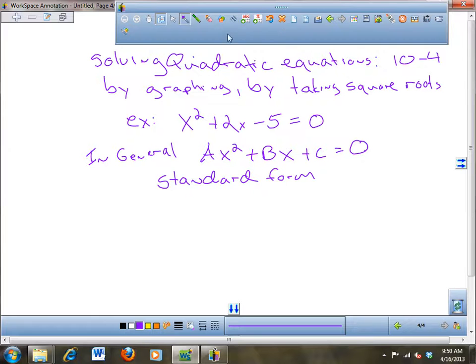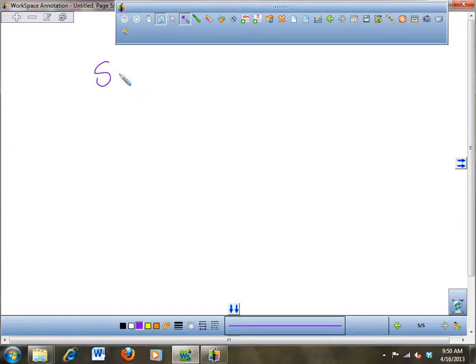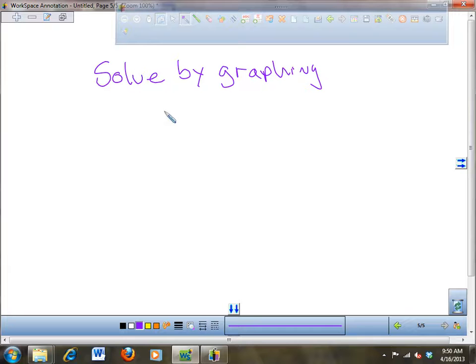Solve by graphing. So the first thing we're going to do is solve by graphing x squared minus 4 equals 0. What this means is find out where this equation is equal to 0. Okay? That's what it means by solving. It means find where x squared minus 4 is equal to 0.